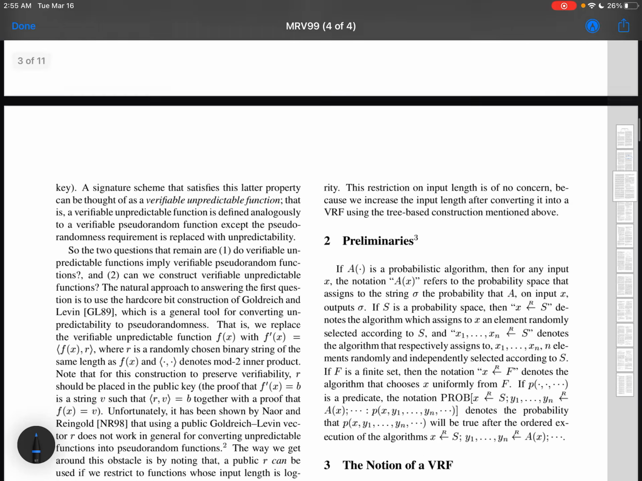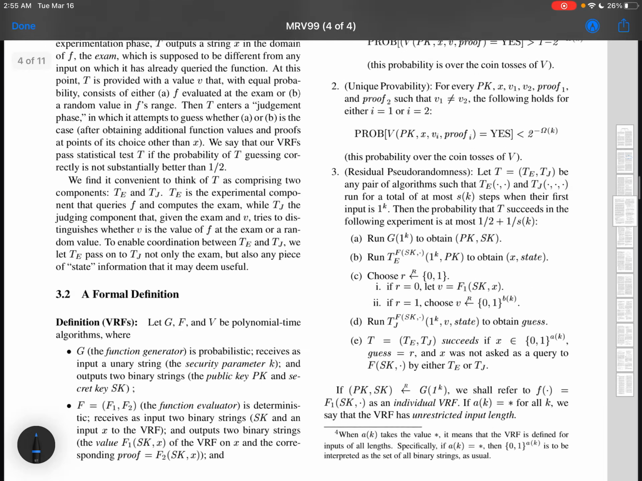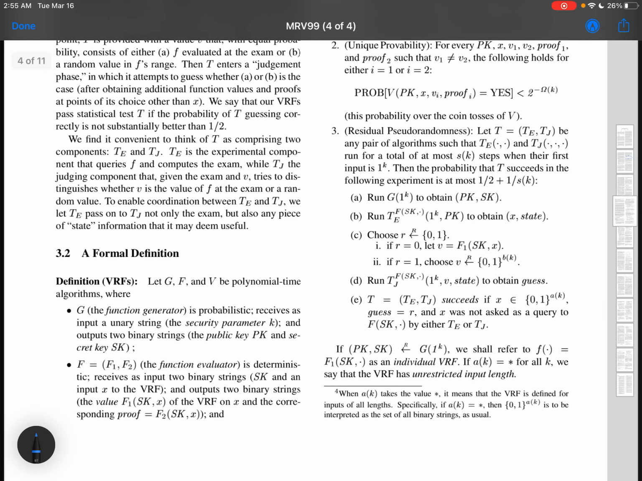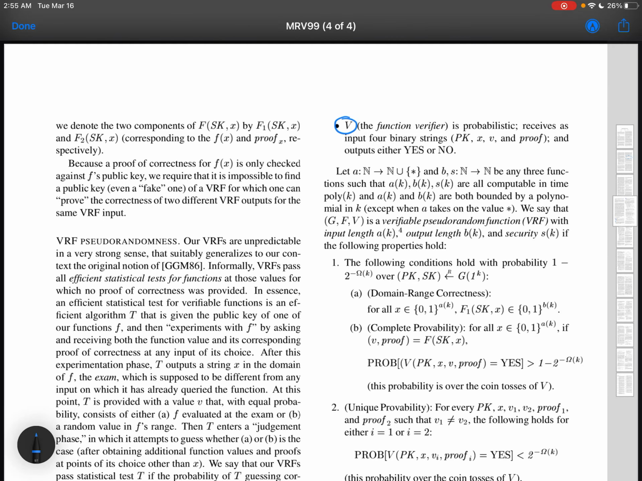Next, let's take a look at the properties presented in this paper. So here we have the very first definition of VRF. This is the generator function G, the main function F, and the verification function V. These have pretty much remained the same over time.